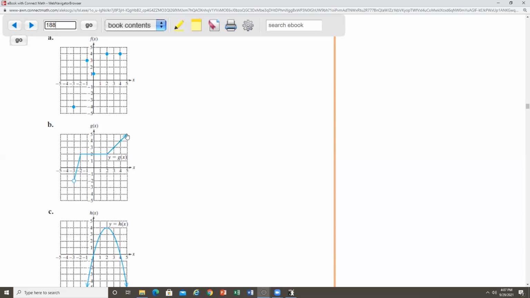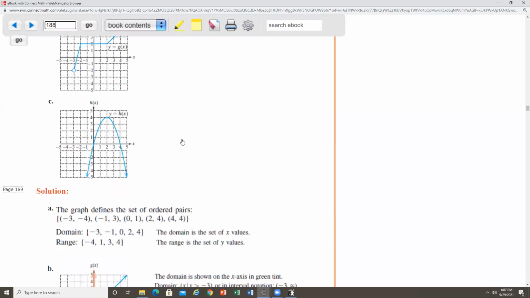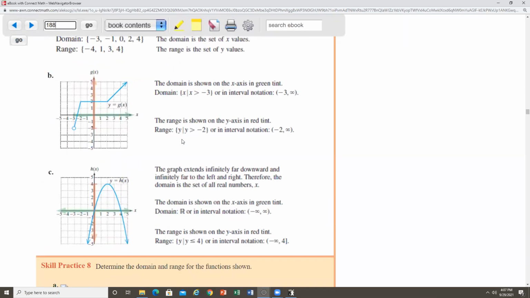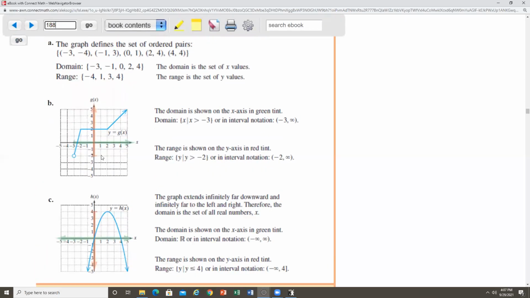Remember, this graph goes up forever. This arrow means this graph goes up forever. So the range is denoted by this brown shaded arrow on the y-axis. So the range is all real numbers that are strictly greater than -2. Hence, the range using interval notation is denoted as open parenthesis -2 to infinity. Is this getting through, ladies and gentlemen?